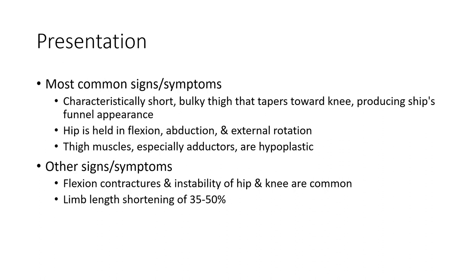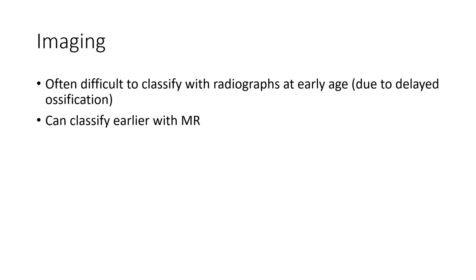Other signs and symptoms: flexion contracture and instability of the hip and knee are common. Limb length shortening of 35 to 50%. Imaging is often difficult, and it is hard to classify on radiograph at an early age due to delayed ossification. It can be classified early with MRI.